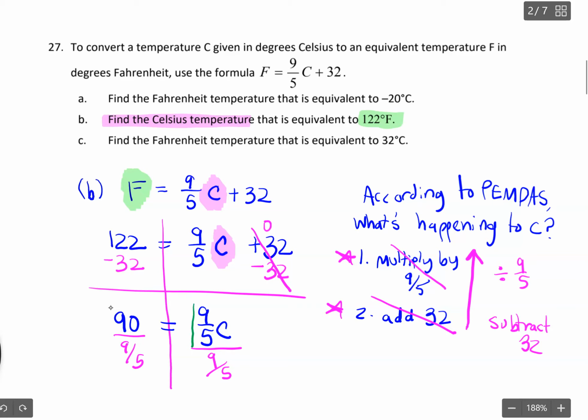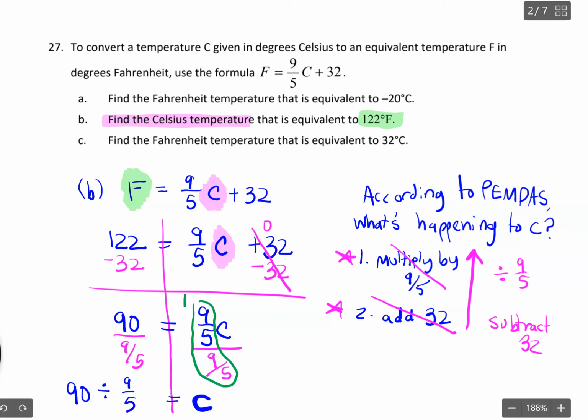Now, 9/5 divided by itself is just 1. So that's going to leave me with a 1c on that left-hand side. Sorry, right-hand side. I can't get my left and right together here. So 1c, and that 1 is understood. It's implied in front of the variable c. We don't have to write it. If you just see a c there, you have one of them. So there's 1c there. And then in my calculator, I need to type 90 divided by 9/5.